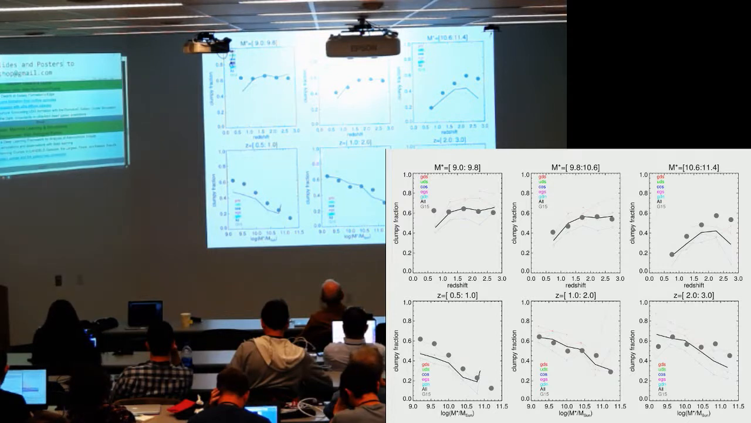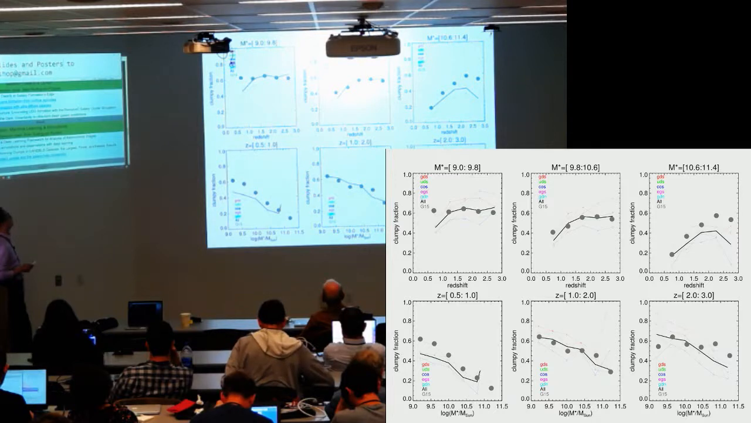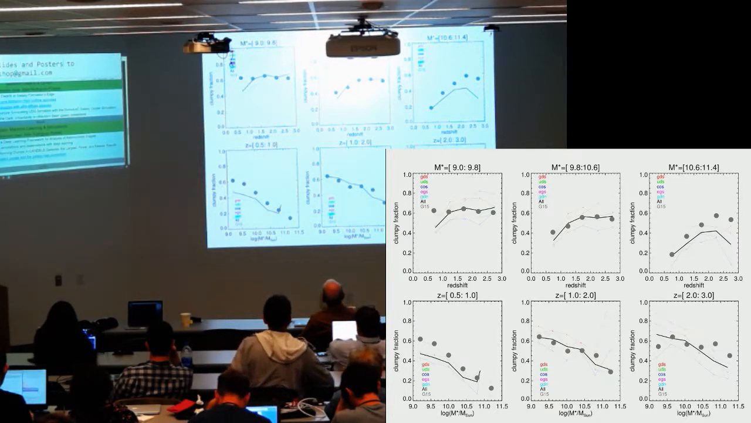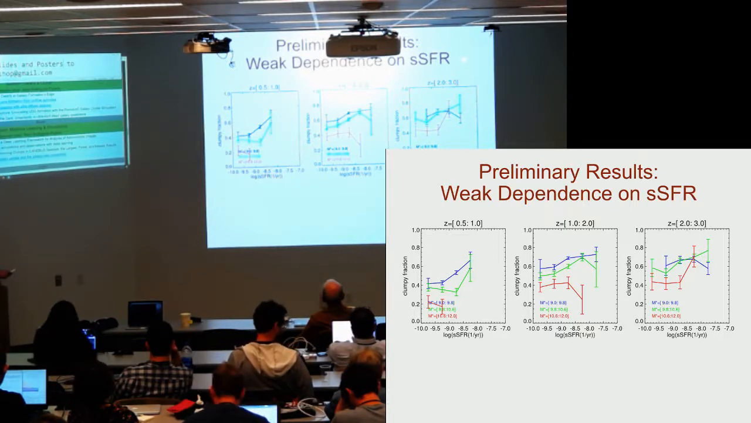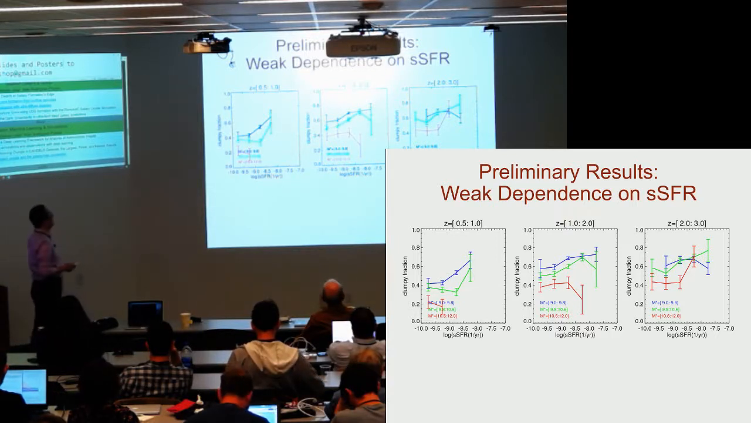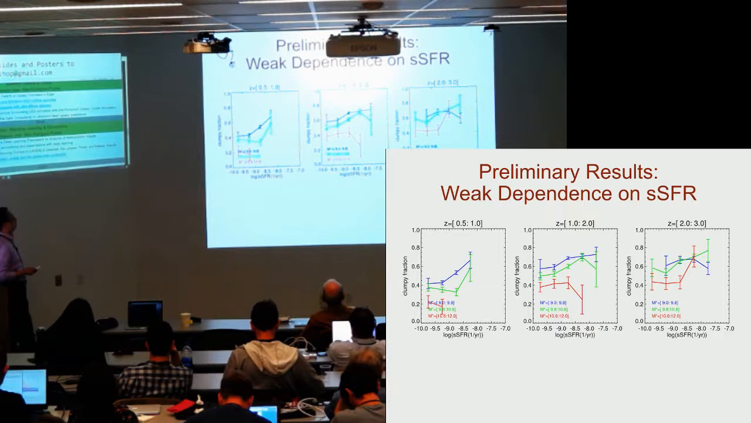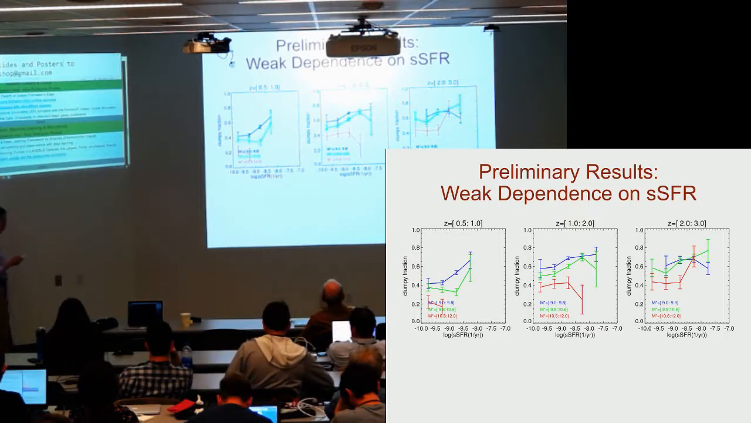Remember in my 2015 paper, we only had 2 CANDELS fields. Now we have 5 CANDELS fields, so we can do some more statistics. Here are some preliminary results again. We found a weak dependence of clumpy fraction on specific star formation rate. It's not like you have more clumps in starburst galaxies. You can have some dependence, but it's very weak. That means the clump is a more general phenomenon in star-forming galaxies at different redshifts.